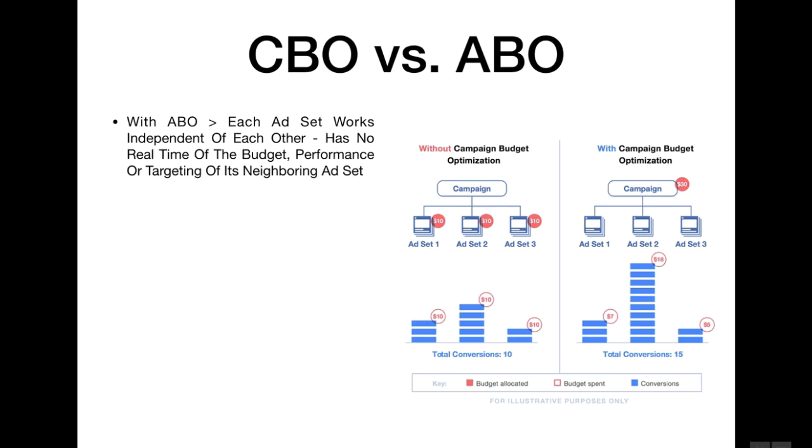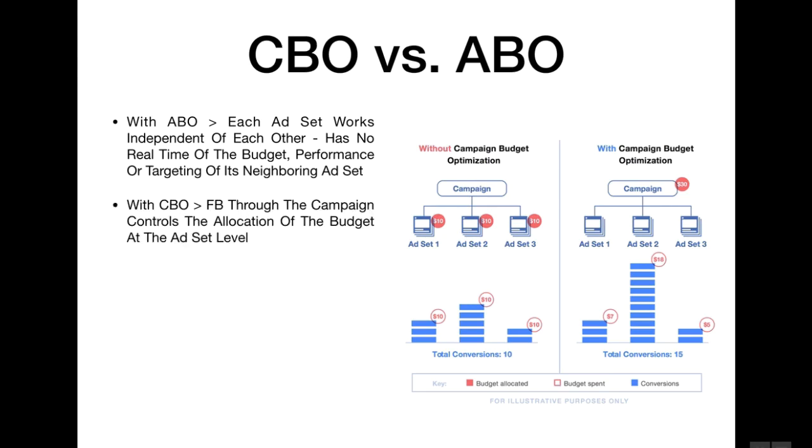Okay, so in this case, as you can see, each ad set is going to spend $10 at set 1, 2, and 3, and regardless of its performance, it's going to spend all of the budget. Okay, with ad set budget optimization, Facebook doesn't care if the audience is converting or not. It's going to spend the whole thing. Okay, because again, it has no real-time data about the budget, the performance, or targeting of its neighboring ad set.